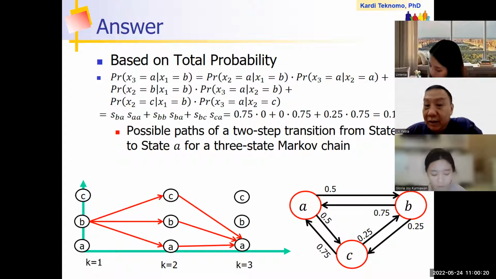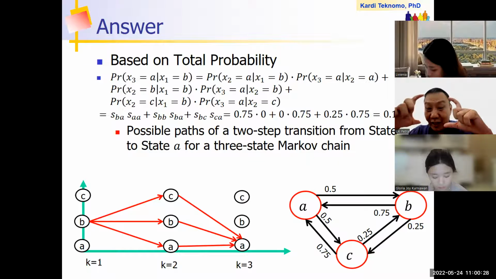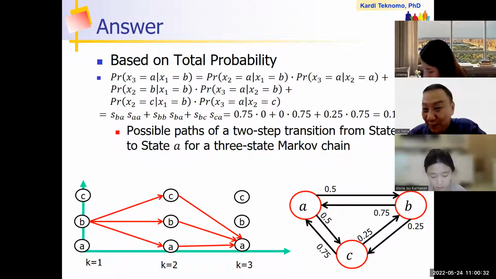Up to here, is it clear or not? So given the Markov chain that you have, the transition probability that you have, now you can predict 2 steps, not just 1 step. Yeah? You can predict 2 steps. 3 steps, you can also do the same thing, right? So you just find the path, all possible paths. Is it clear? Any question up to here?